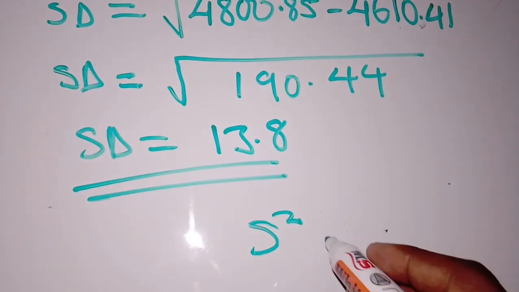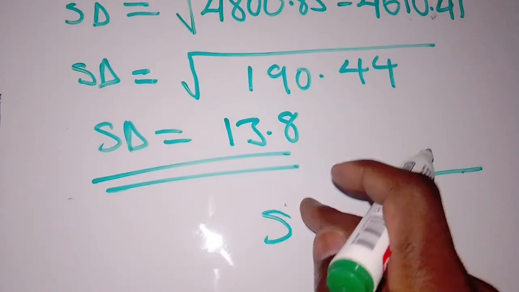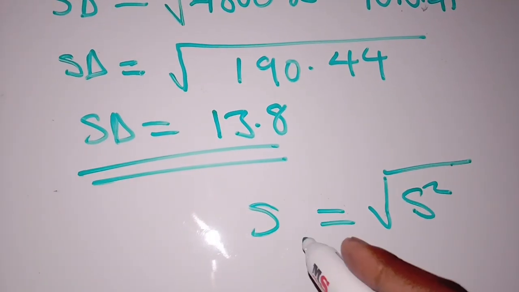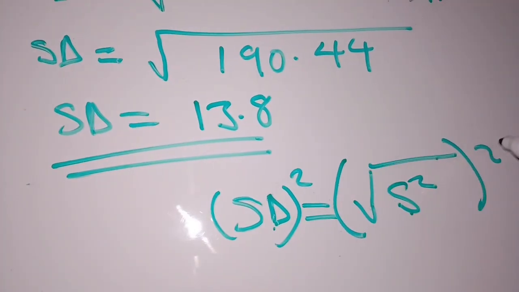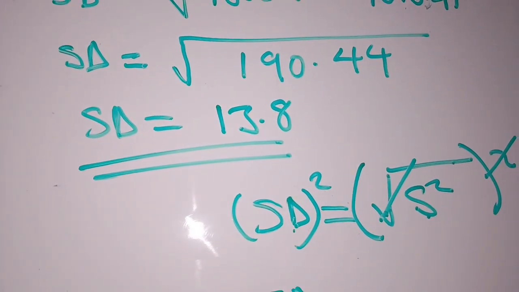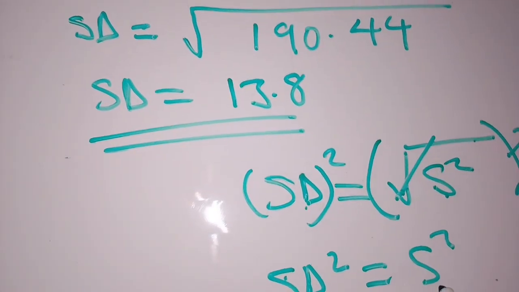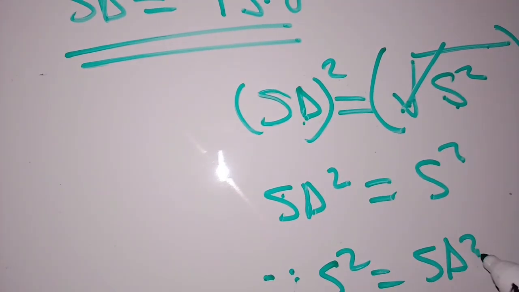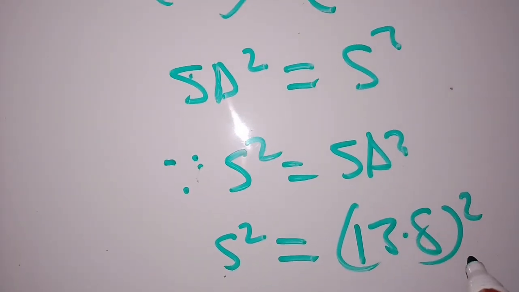Remember the variance. From the ungrouped data, we said the standard deviation is the square root of the variance. So if you are looking for the variance having the standard deviation, we can square both sides, and the square will cancel the square root. So what are you going to remain with? Standard deviation squared is equal to the variance, isn't it? So if we square 13.8, we are going to get the variance. Therefore, the variance is SD squared, so the variance is 13.80 squared.